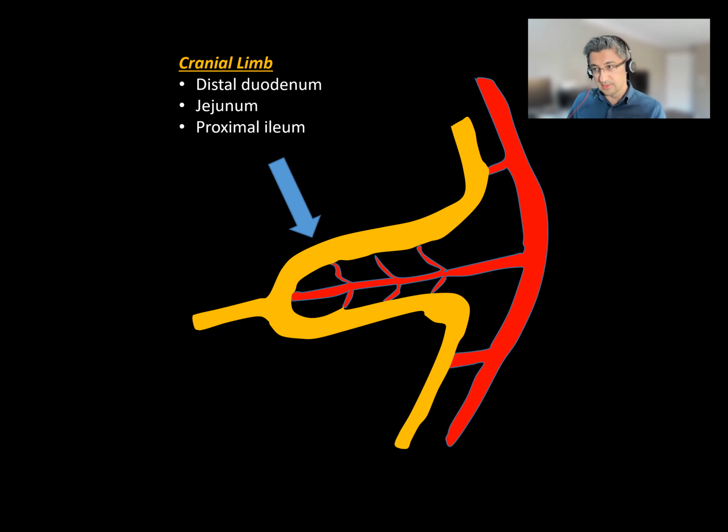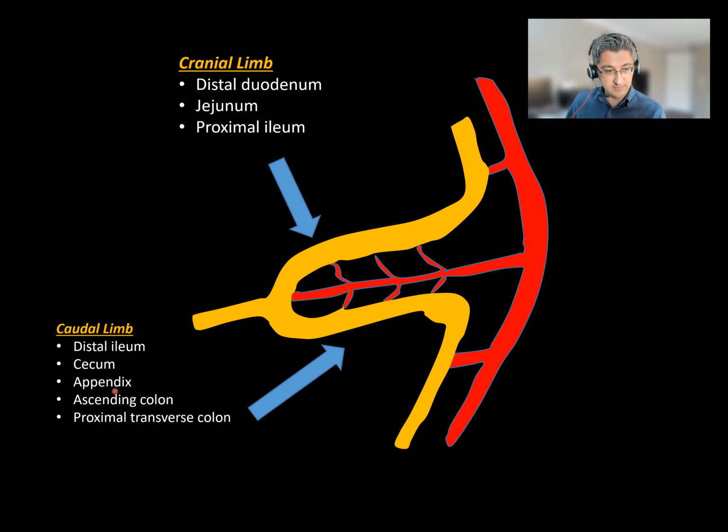The cranial limb of this midgut extension will ultimately form the distal duodenum, jejunum, and proximal ileum. The caudal limb of this midgut extension will ultimately form the distal ileum, cecum, appendix, ascending colon, and the proximal two-thirds of the transverse colon. So this is called midgut. So when the midgut is twisted, we are talking about all these structures.